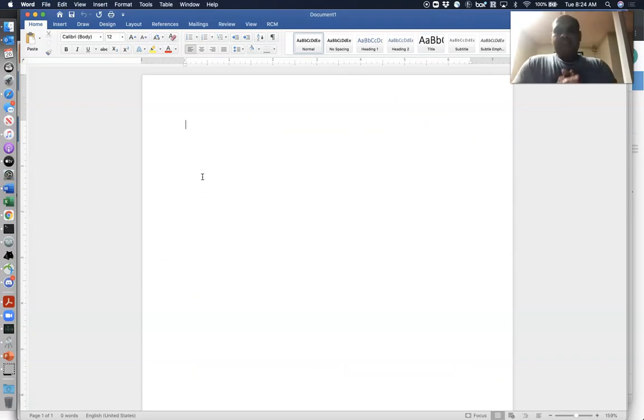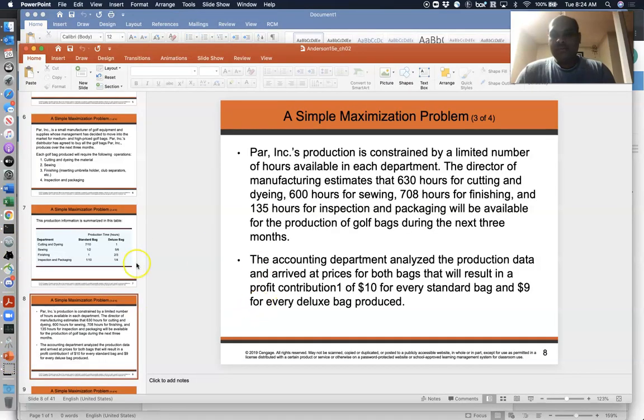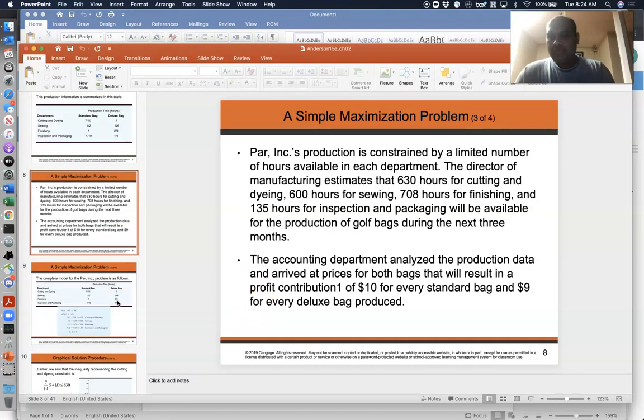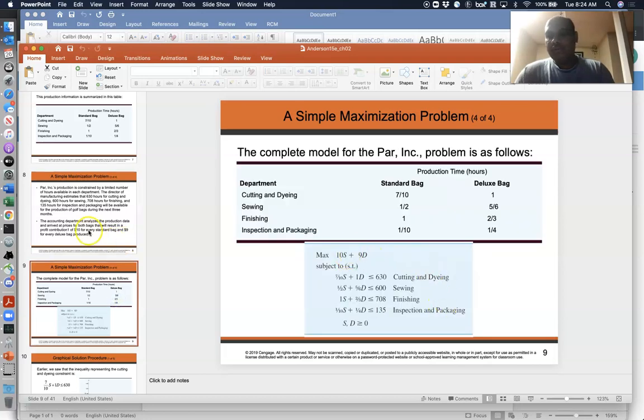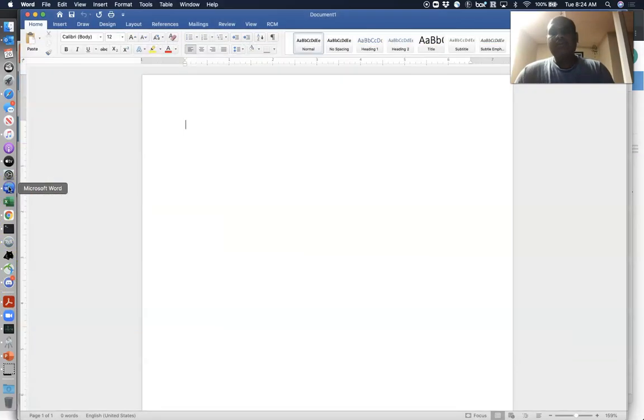Now we know that there are 2 types of bags that we're making, and we know the decision variables that were used here, so let's use the same decision variables. We'll use S for standard bags and D for deluxe bags. It's always important to clearly set out what the decision variables are. So you don't just say that S is standard bags, you say S is the number of standard bags, and D is the number of deluxe bags.